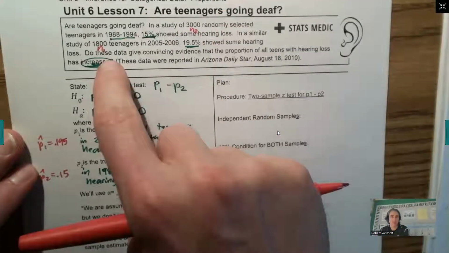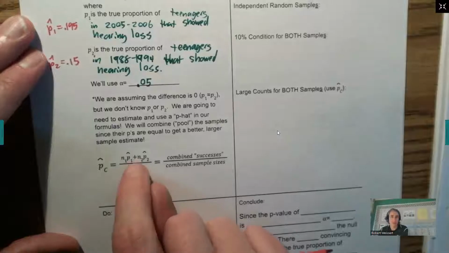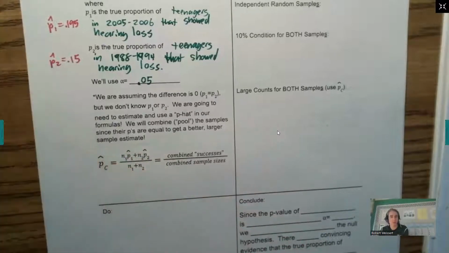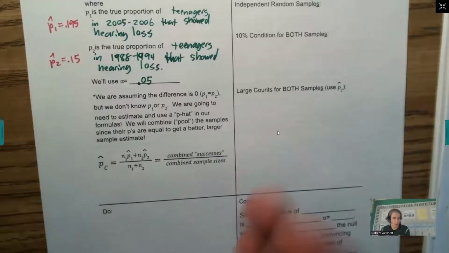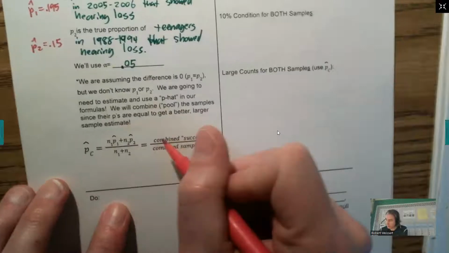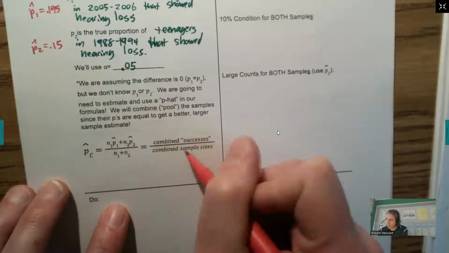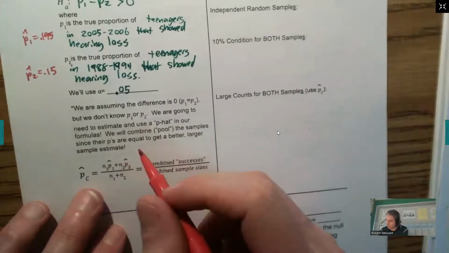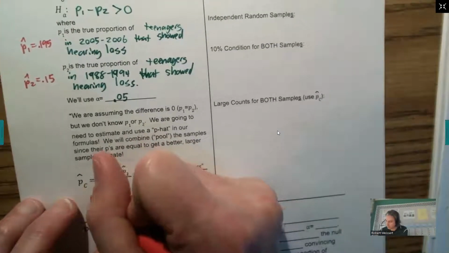What I'm going to do is use these sample sizes and these proportions and calculate basically a weighted proportion so that we assume they're equal to each other on average. That's going to look like this: our number of combined successes divided by our combined sample size. So our combined successes would be, in this case, N1, which is 1800, times 0.195.